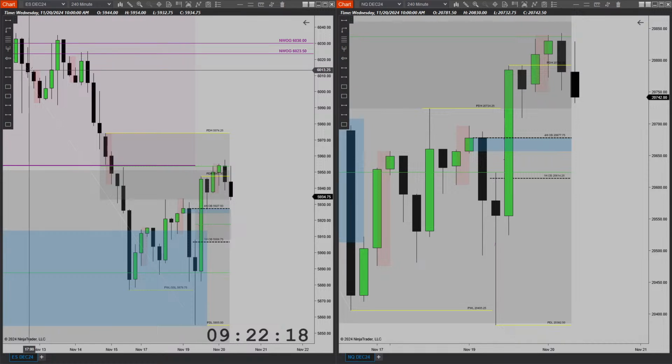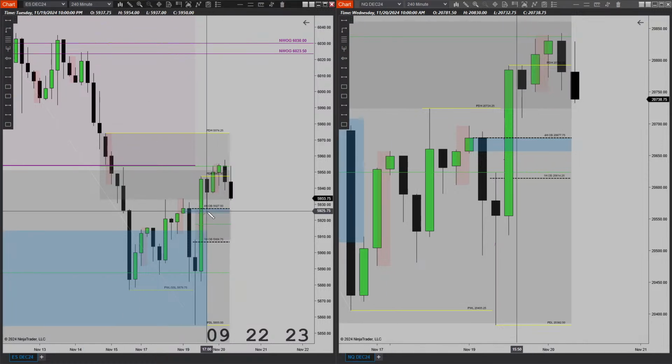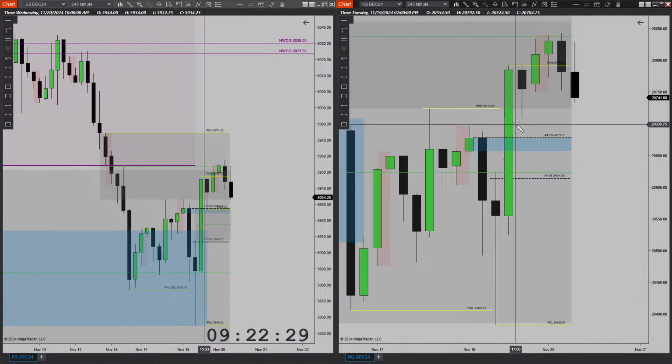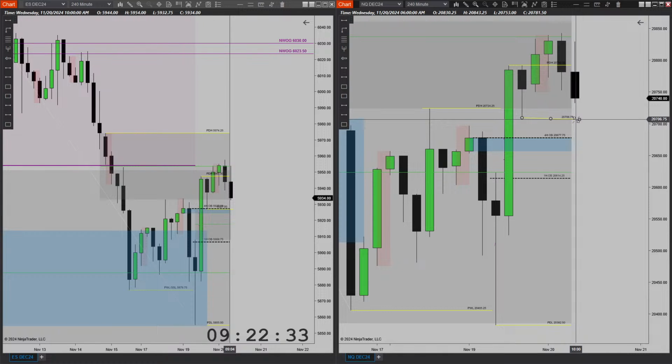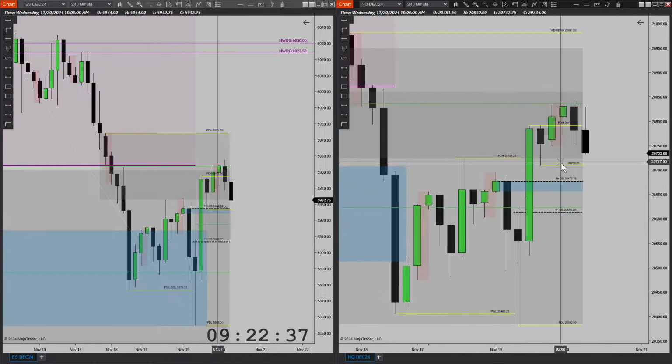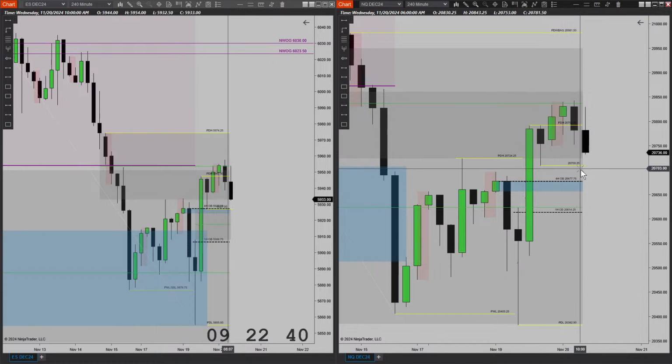So right now price is drawing towards the lows, and what I mean by the lows is this low right here. That's the draw on liquidity right now. That's where the market is drawing towards. So that's my only focus right now. I want to see what happens after it draws through here.